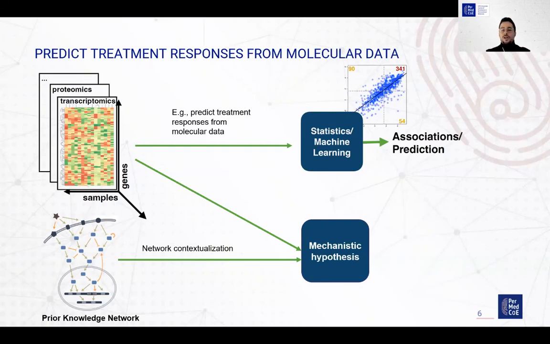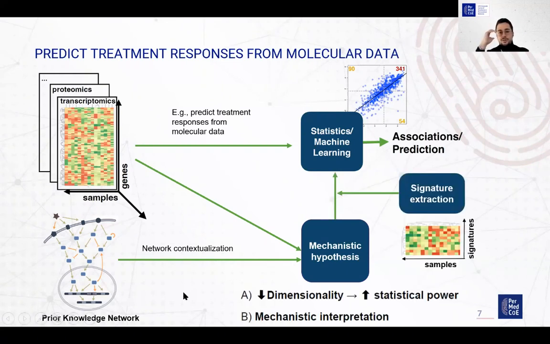So we already have some kind of information. We know things from previous research about interactions between proteins. So how to combine both things? This is what network contextualization is about. It's basically combining omics data, for example, with a prior knowledge network about the biological system in order to generate mechanistic hypotheses.